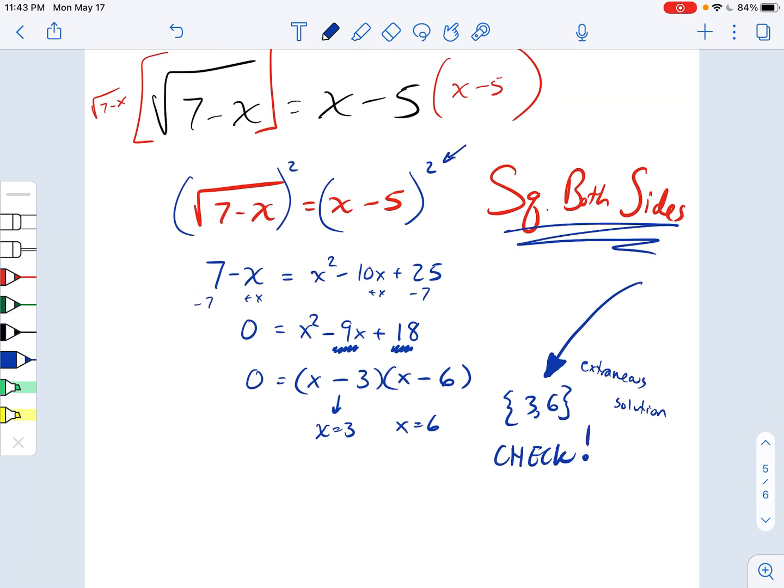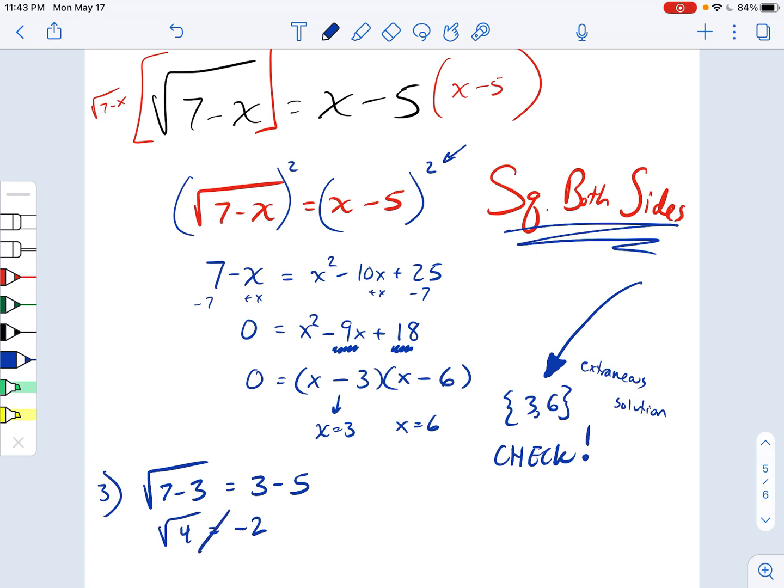So let's check 3. We have root 7 minus 3 equals 3 minus 5. Okay, so the square root of 4 equals negative 2. Okay, hold on. I know the square root of 4 could technically be positive or negative. Like I get that negative 2 times negative 2 equals 4.